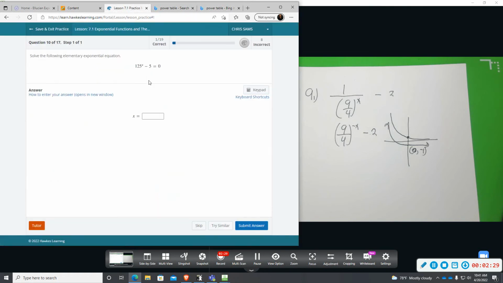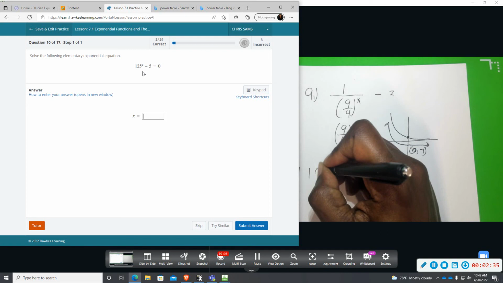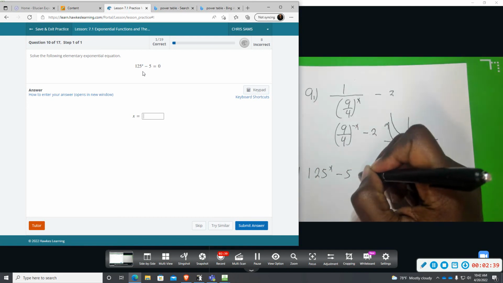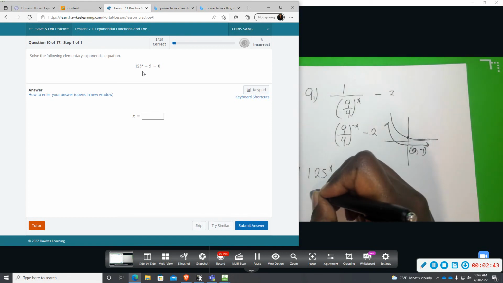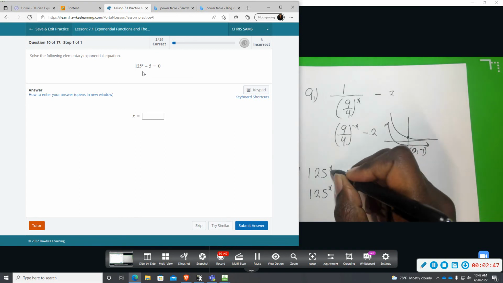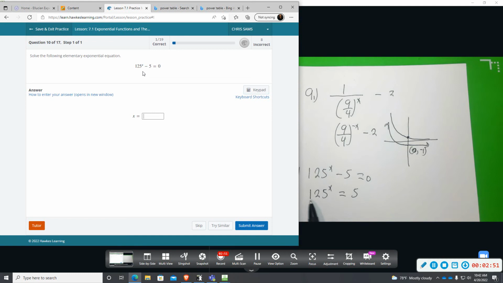So with this example, I have 125 to the x power minus 5 equals 0. First I'm going to add 5 to both sides. It's going to be 125 to the x power equals 5. Alright. Now I want to see if I can write these with the same base. So 5 is a smaller number. Let me see if I can get 125 to be 5.